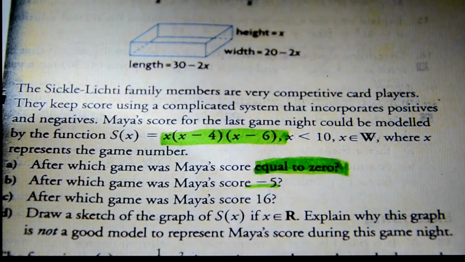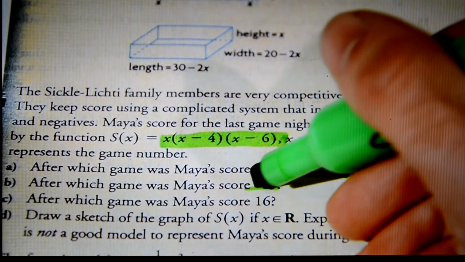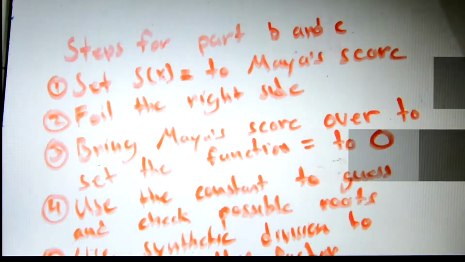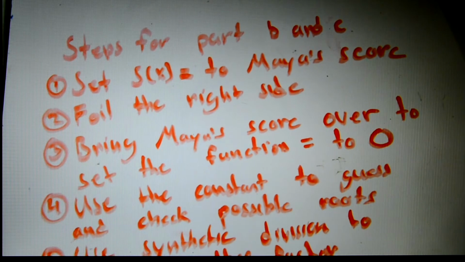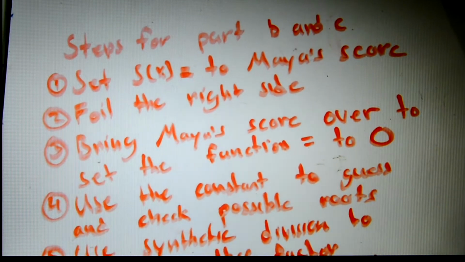Now for part B of the question, where it asks, after which game was Maya's score negative 5? As both part B and C are the exact same question but with different values, here are the required steps for those parts.